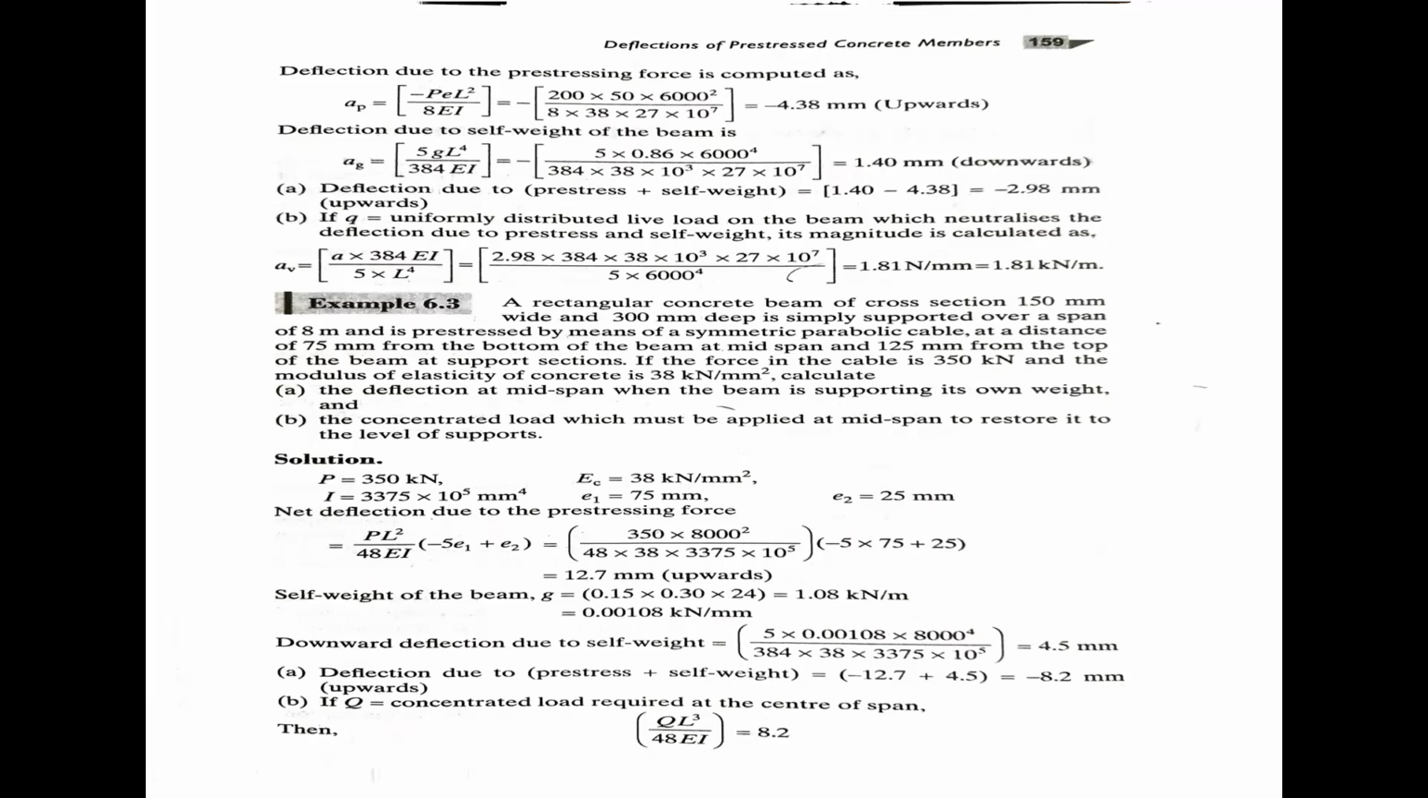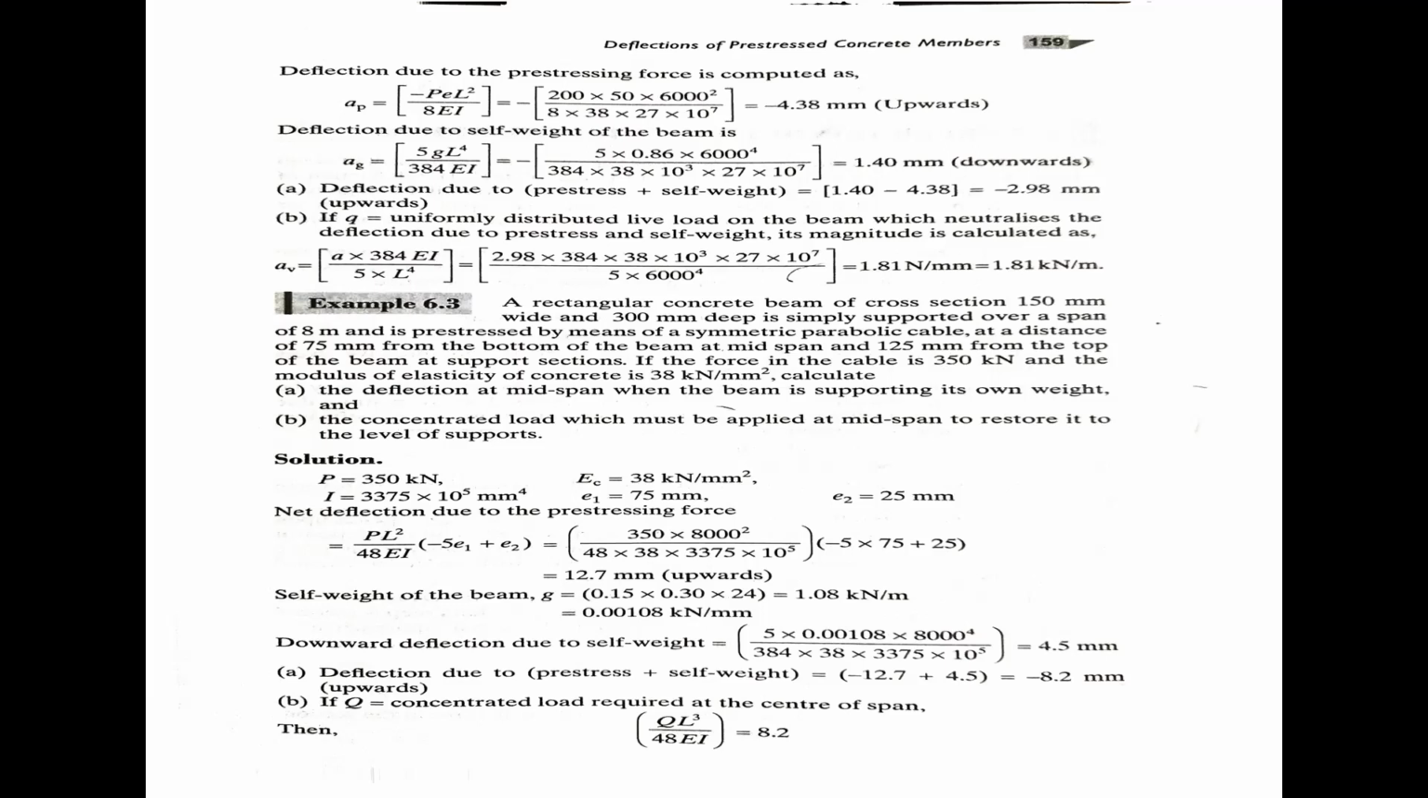The net deflection due to pre-stress plus self weight is 1.040 minus 4.38 minus 2.98 mm, upwards. If Q is a uniformly distributed load on the beam which neutralizes the deflection due to pre-stress and self weight, its magnitude is calculated as Δ equal to 5QL to the power 4 divided by 384EI.